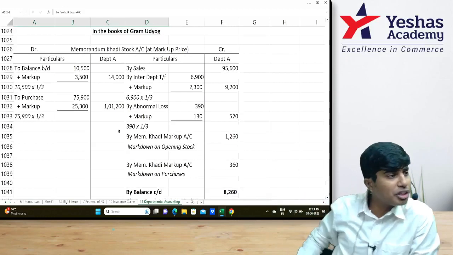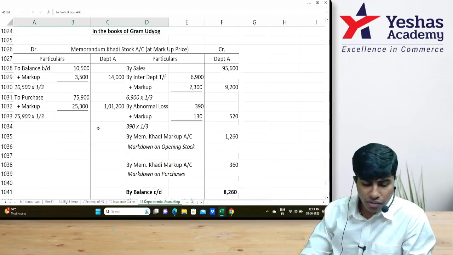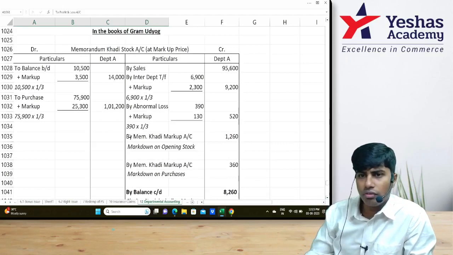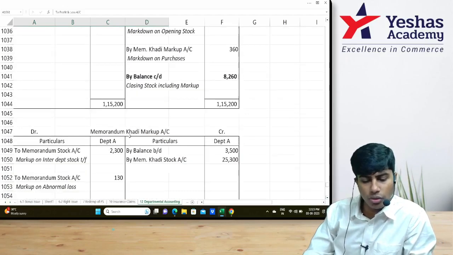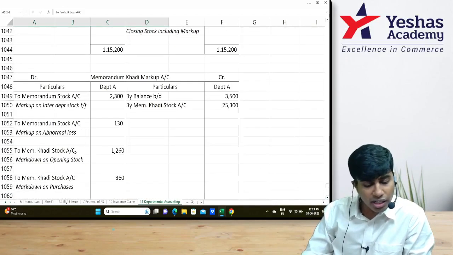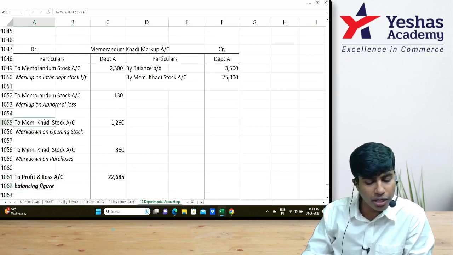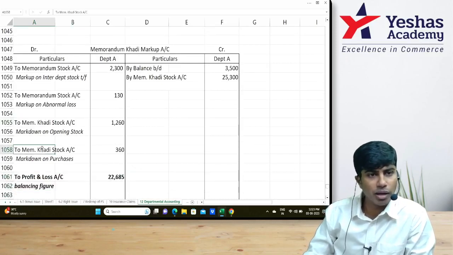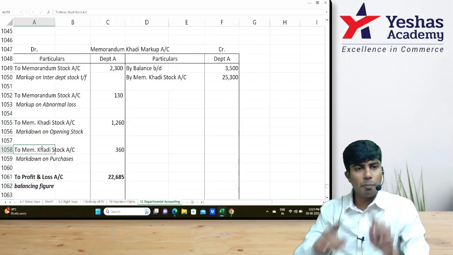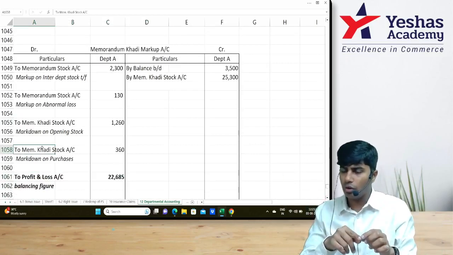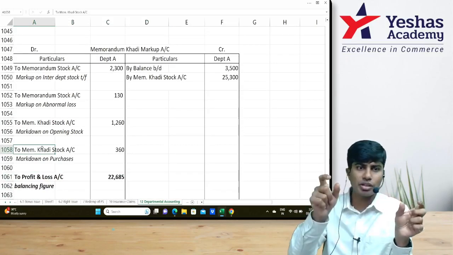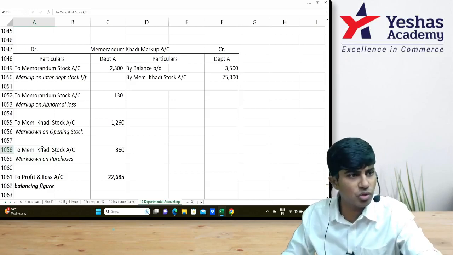Sir, how do you find profit in the stock account? Very simple. Whatever markdown we have written here, they have not written that markdown here. They have written markdown here. Sir, but if they write here, you should write it in the stock account. No, here they have written the P&L account straight for markdown. So if they prepare the P&L draft, they will have something on the debit side, something on the credit side. Net difference will be the same.